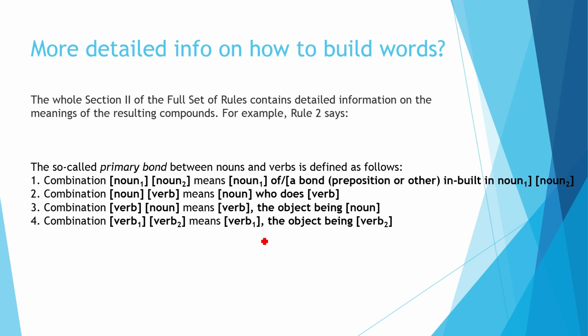Rule 2 says, the so-called primary bond between nouns and verbs is defined as follows. Combination noun 1, noun 2 means noun 1 of noun 2, or a bond preposition or other inbuilt in noun 1. That might sound a little complicated, but don't worry about it. This information is for advanced users, so to say, but beginners don't need to worry about it at all. You can think of noun 1, noun 2 simply as noun 1 of noun 2. That's it.